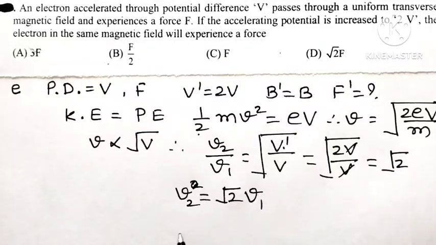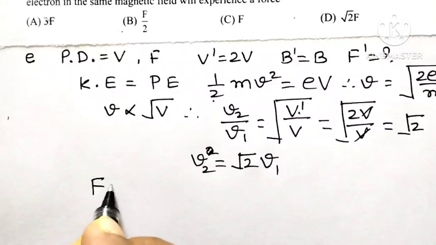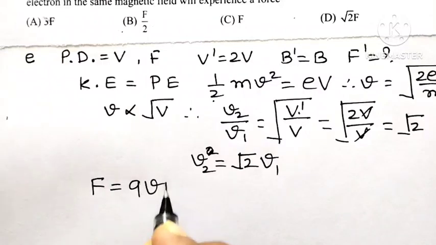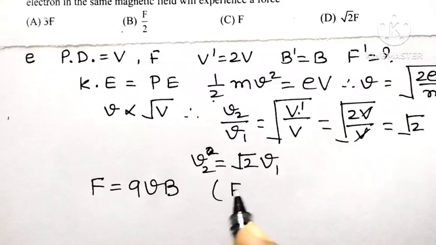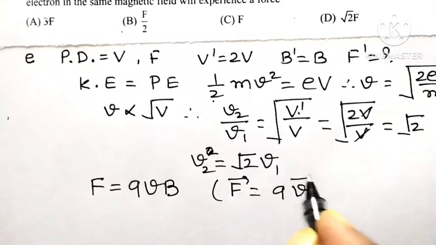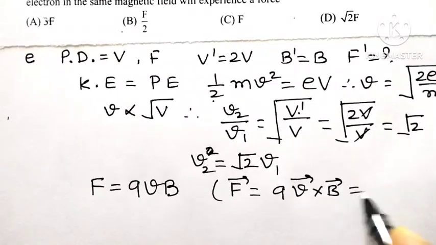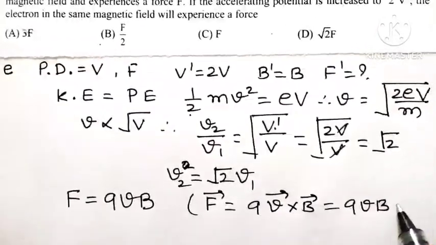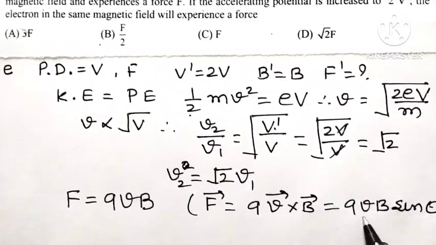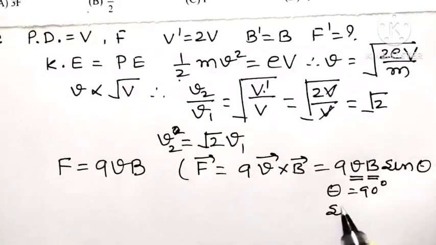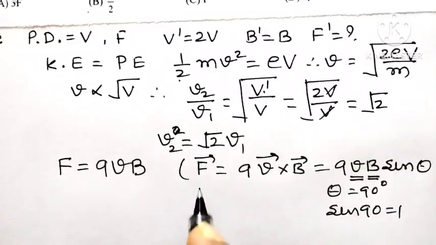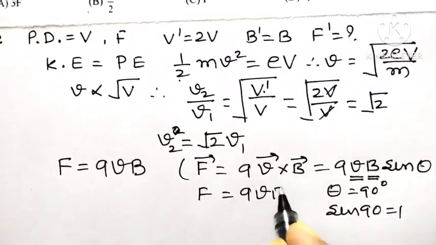But we know that the force acting on a charged particle when it is moving in a uniform magnetic field is Q into V cross B, because the field B is perpendicular. Actually this force F is equal to Q into vector V cross vector B, which means it is QVB sine theta. Here the direction of motion of the charged particle and the direction of the magnetic field are at right angles, and sine of 90 is equal to 1. Therefore, the force F in magnitude is taken as QVB.